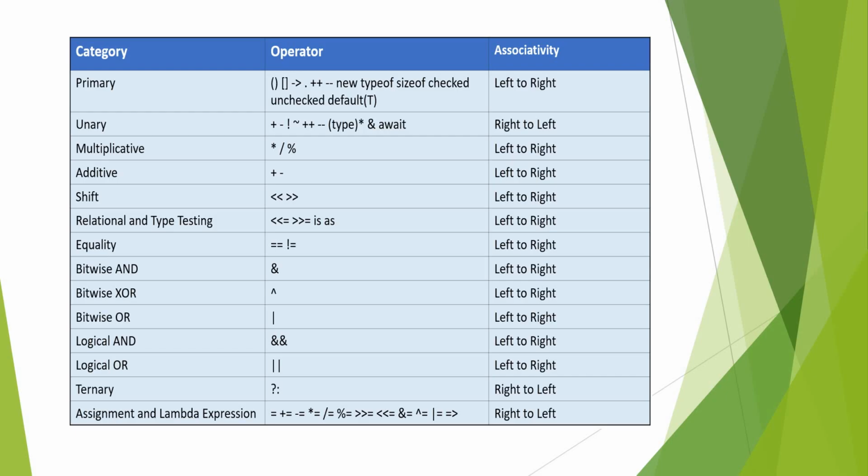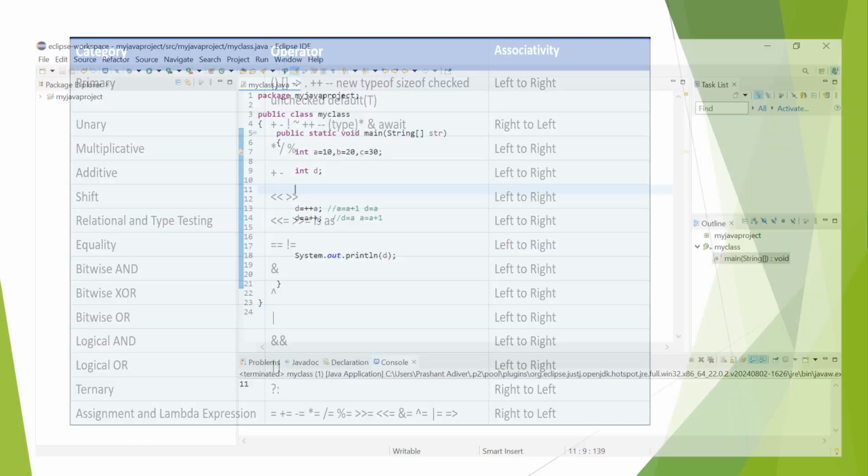So what is the associativity? Left to right, right to left, left to right. So like this, we have different types of associativity that are associated. Let me try to understand this with the help of Eclipse. Okay, so we have an Eclipse window over here.